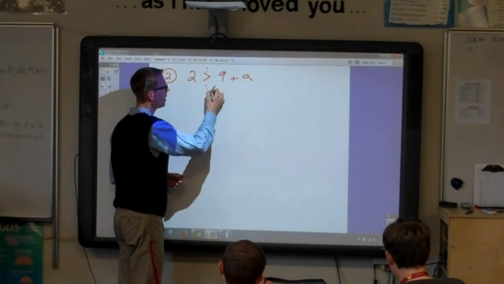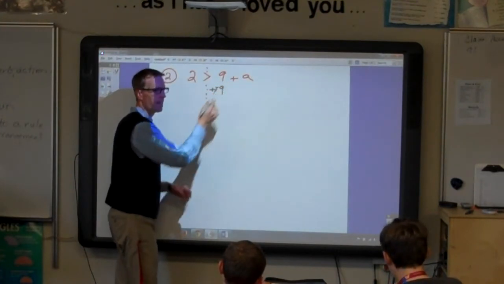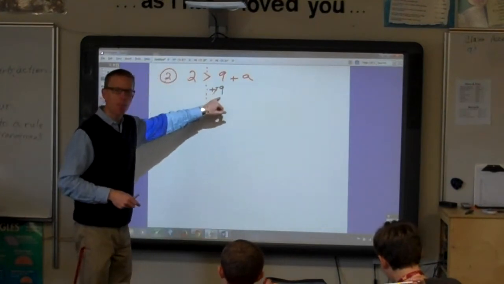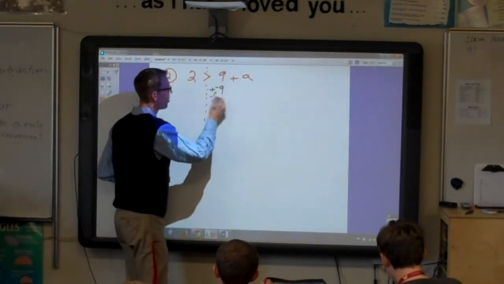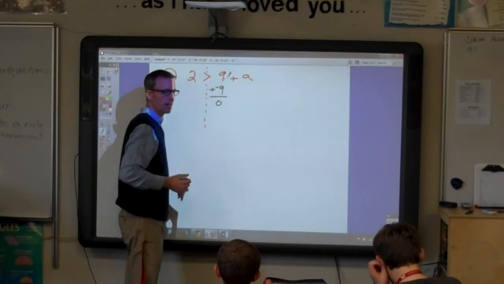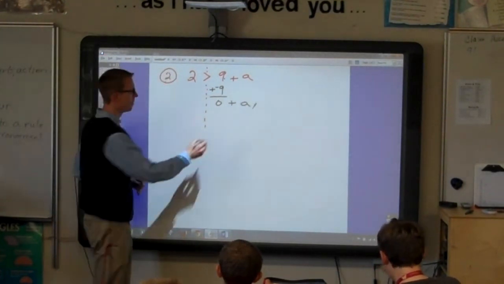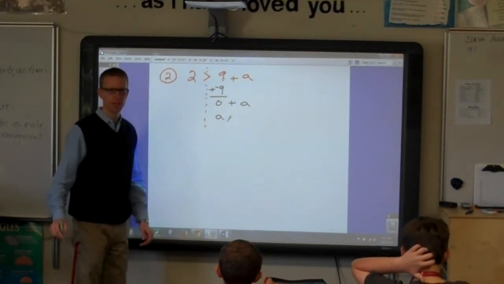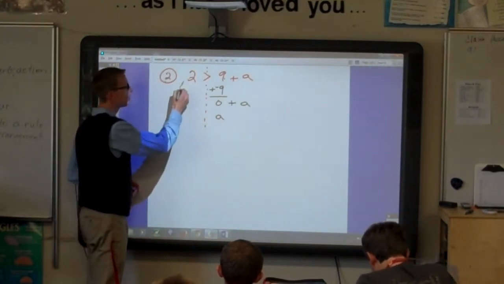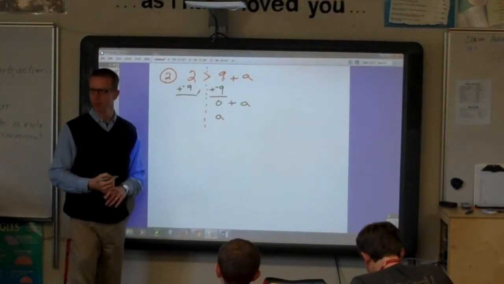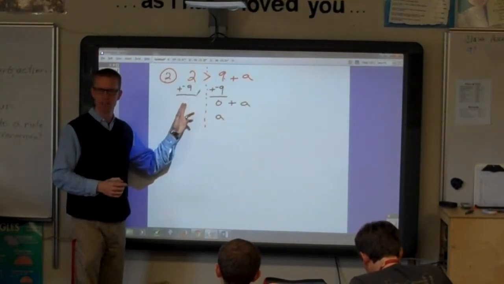Add -9, right. You have to write the plus negative. Some of you have to remember to do that. You have to write the operation so that we get rid of the 9 on this side, and we have 0 plus a. That gets us a. Okay? Then we do the same thing to the other side. Add -9.